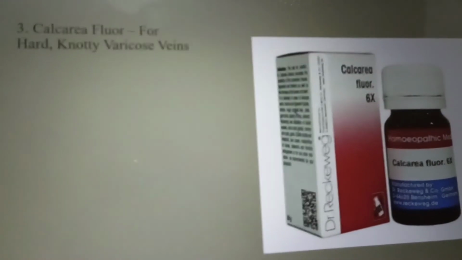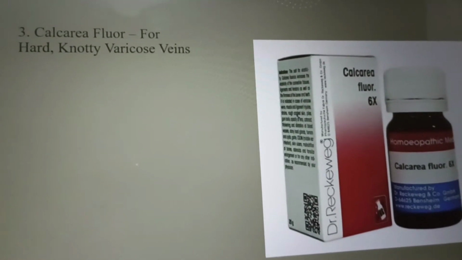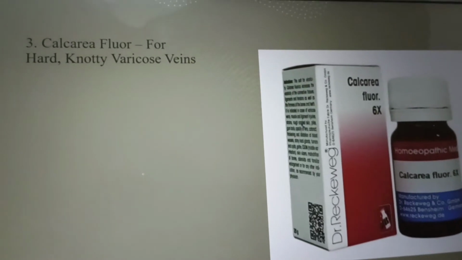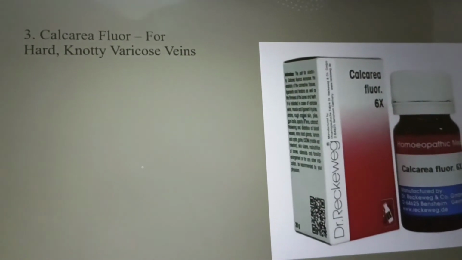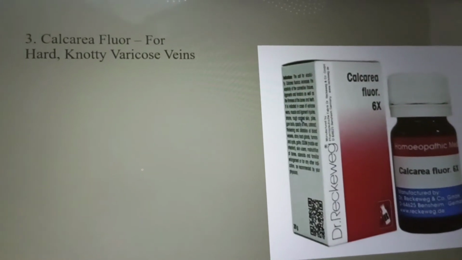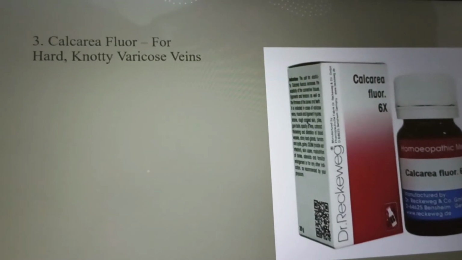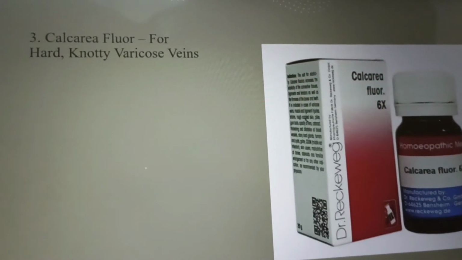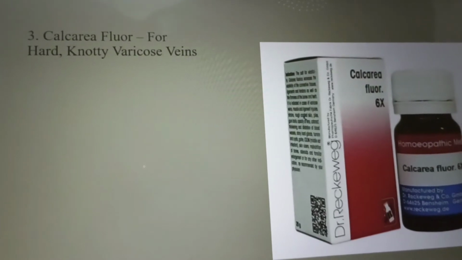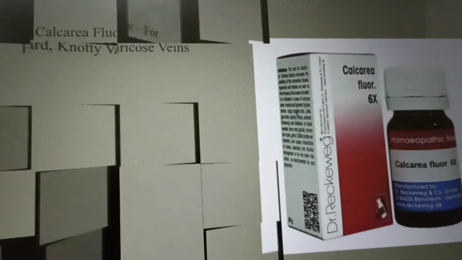A few indications for using Calcarea fluorica are engorged veins, hardened veins, and knotty veins on the lower limbs. The attending features are dry, cracked skin on the legs. The key indications for using Calcarea fluorica for varicose veins are: first, presence of hard varicose veins; secondly, presence of knotty varicose veins; thirdly, dry, cracked skin on the legs. So, on the basis of these symptoms, you can prescribe Calcarea fluorica for varicose veins.